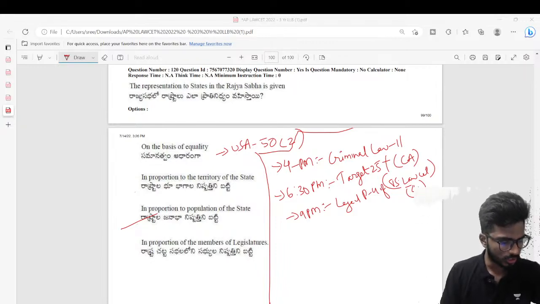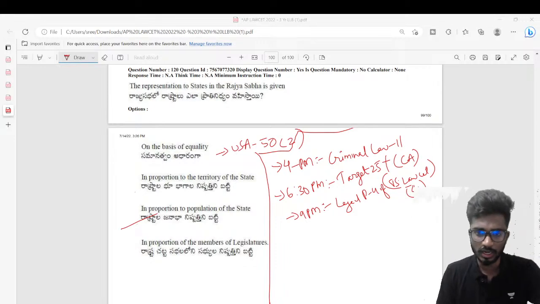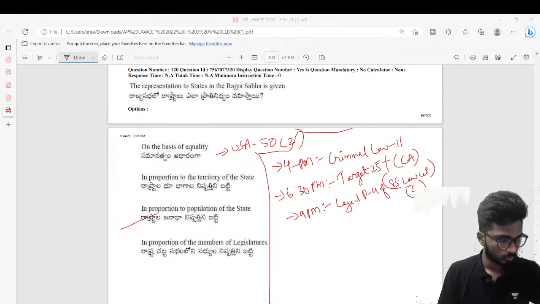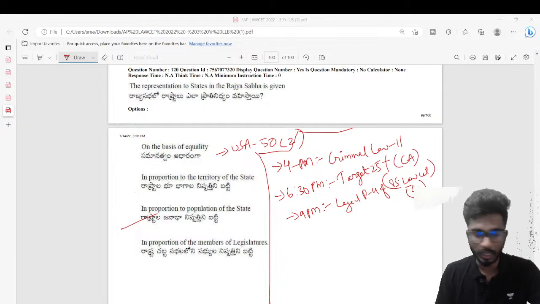Full length mock test, I think it will be on Sunday. Full length mock test will be on Sunday. Priyanshu will update it in the group.